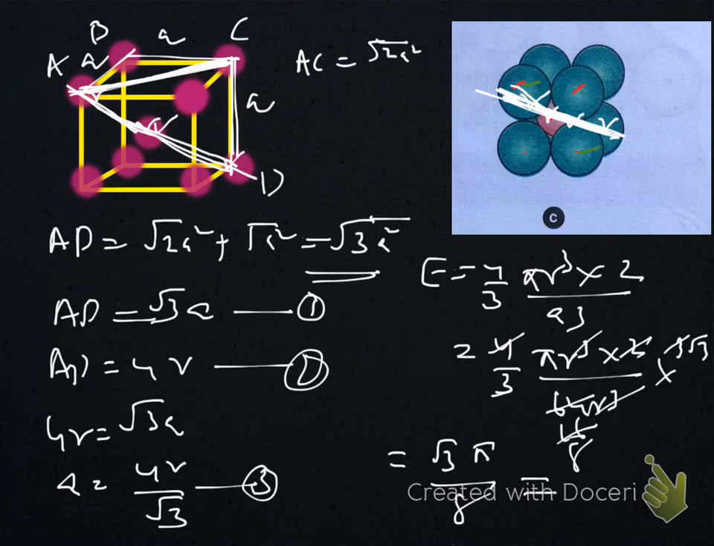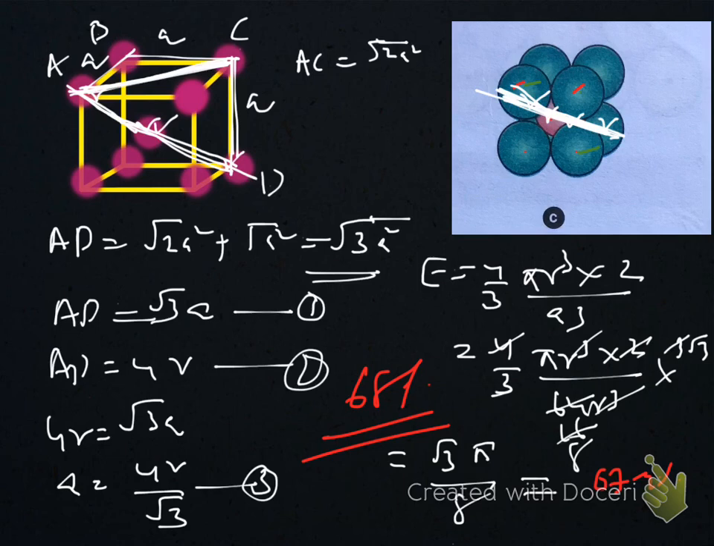Which is 67.9%. We can say it as 68%. Packing efficiency is 68% and packing fraction is 0.68. It is somewhat less than FCC. So efficiency of simple cubic system is 52.4%. For FCC it is 74% and BCC it is 68%.